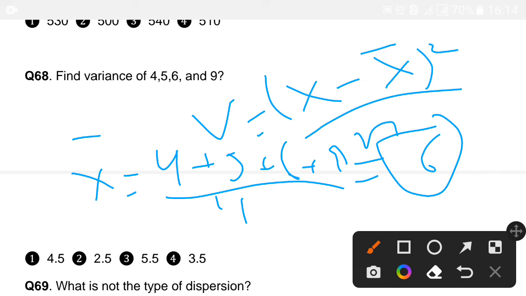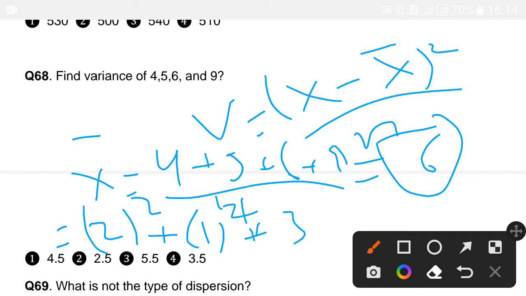Now x minus x bar. x is actually the values 4, 5, 6 and 9. So we subtract 6 from each of the given values. 4 minus 6 gives us minus 2, whole square. Then 5 minus 6 whole square, which is minus 1 whole square, 6 minus 6 whole square, 0 square, and 9 minus 6 whole square, 3 square, and divided by the number of data, which is 4.